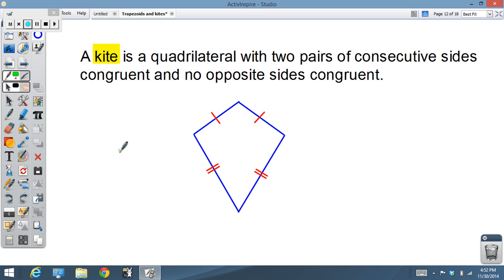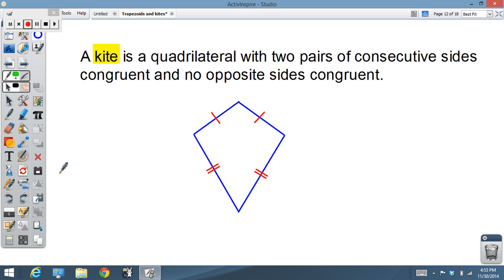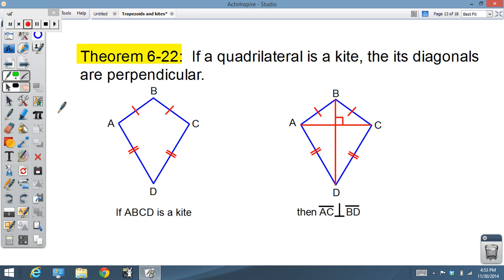A kite. Another kind of quadrilateral, but this one, a kite has two pairs of consecutive sides that are congruent. But none of the opposite sides are congruent. That's what makes a kite, and it's fairly straightforward because it kind of looks like a kite. So, properties of a kite. Theorem 6.22, its diagonals are perpendicular. Always, for a kite, diagonals are perpendicular.